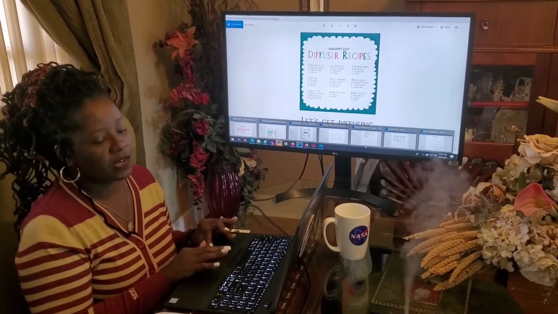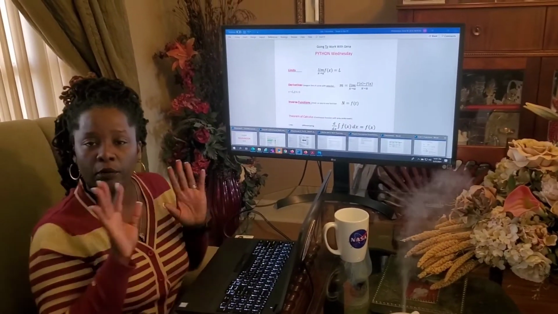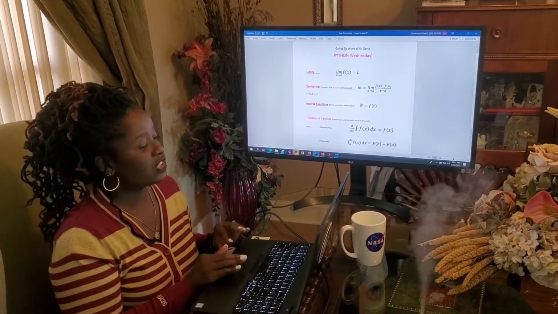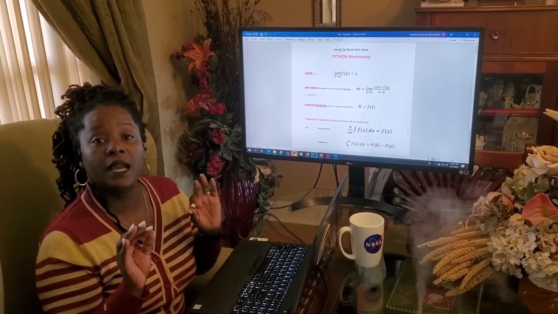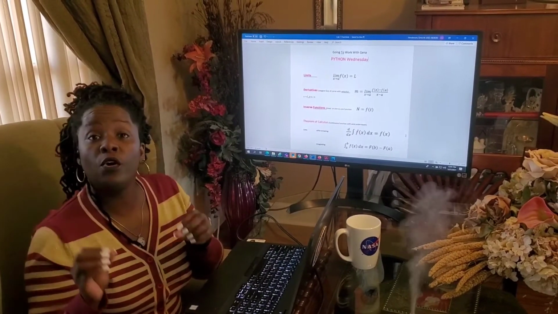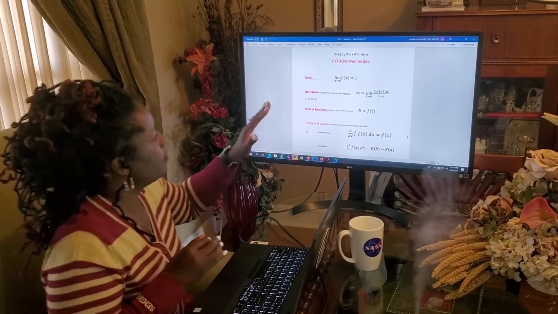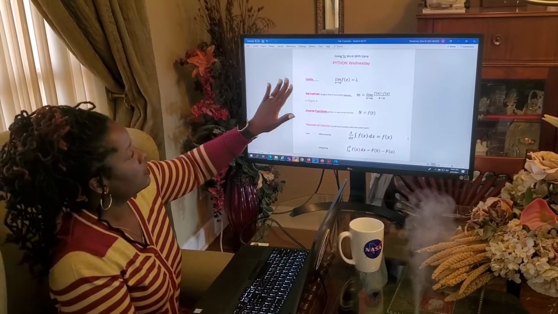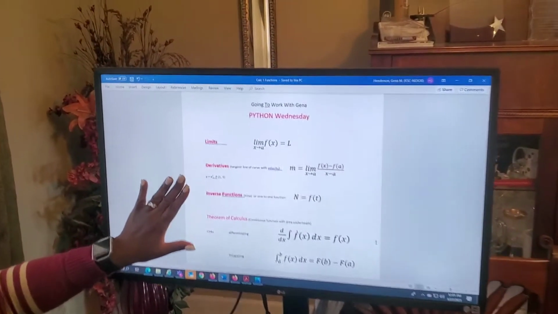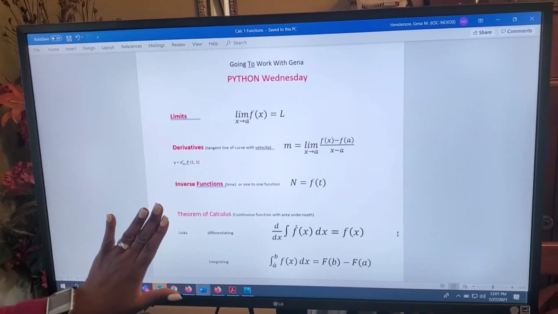Now, remember what I told you from last week? We kind of did a pre-calculus thing last week. So this week, we're actually getting into calculus. We're going to review Cal 1. And what's important for Cal 1 are limits, derivatives, inverse functions, and the theorem of calculus, okay?